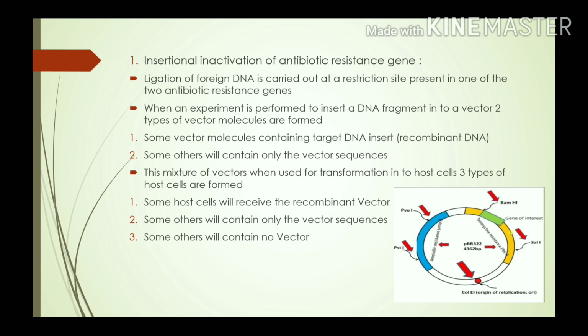Then this mixture of vectors, when used for transformation into host cells, three types of host cells are formed. So to this mixture, when we add host cells, nothing but bacterial cells, some host cells will receive the recombinant vector, nothing but plasmid having the target DNA, and some other host cells will contain only the vector itself, and some others will not contain any vector, so they will not take any vector.